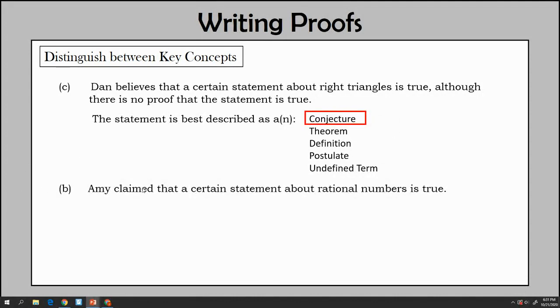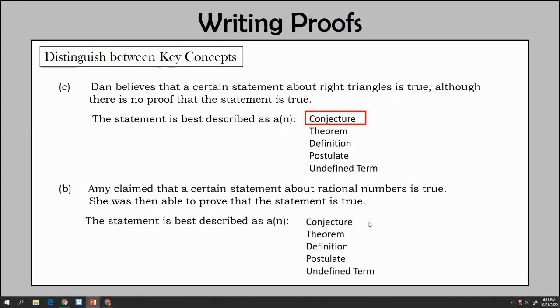Okay, another one. Amy claimed that a certain statement about rational numbers is true. She was then able to prove that the statement is true. So she made a claim and then she was able to prove it. Which one is that? Well, if you make a claim and then you can prove it to be true, you got a theorem.